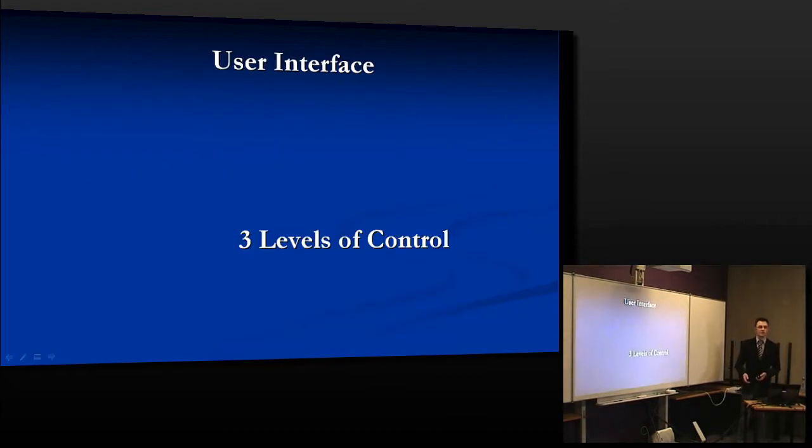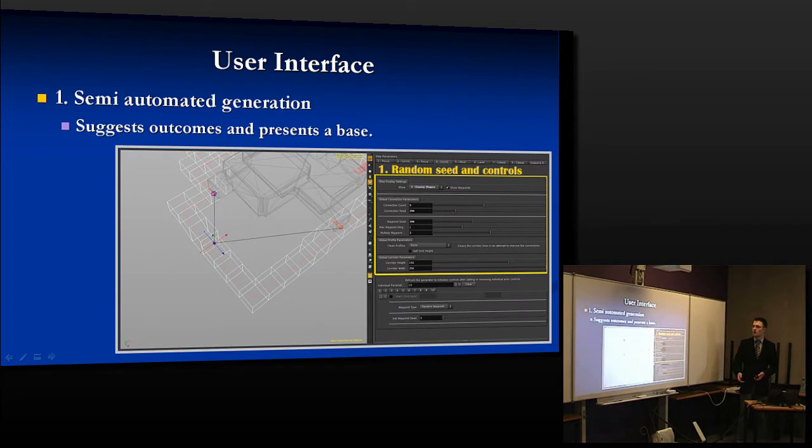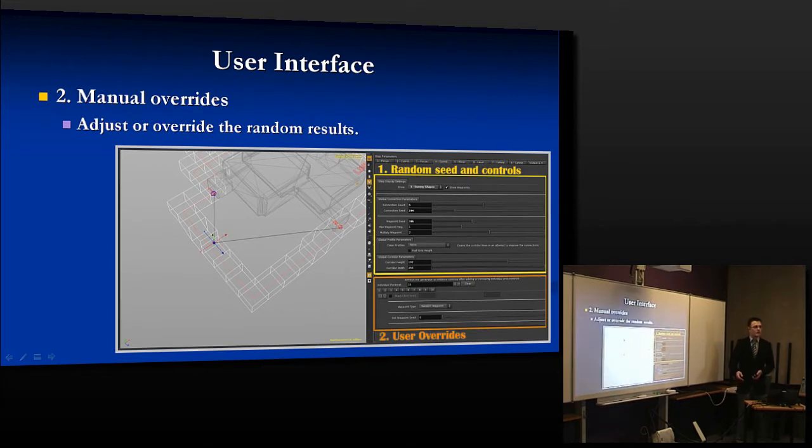So that's why the system has 3 levels of control. We start off with the semi-automatic generation. This means that the system suggests outcomes and presents a base. In the yellow field here, you can see a couple of parameters. There's some seeds in there, so you can change the random outcome. There's limitations to the random generation, and there's basic values such as corridor width and corridor height for the general level. Then we have the user overrides.